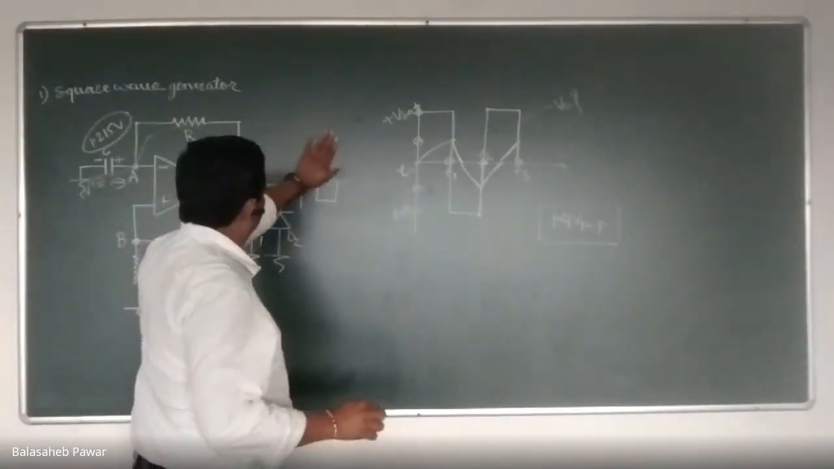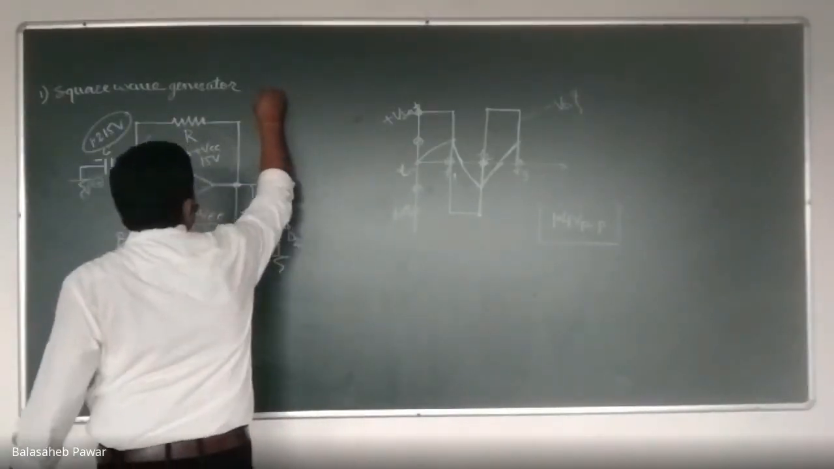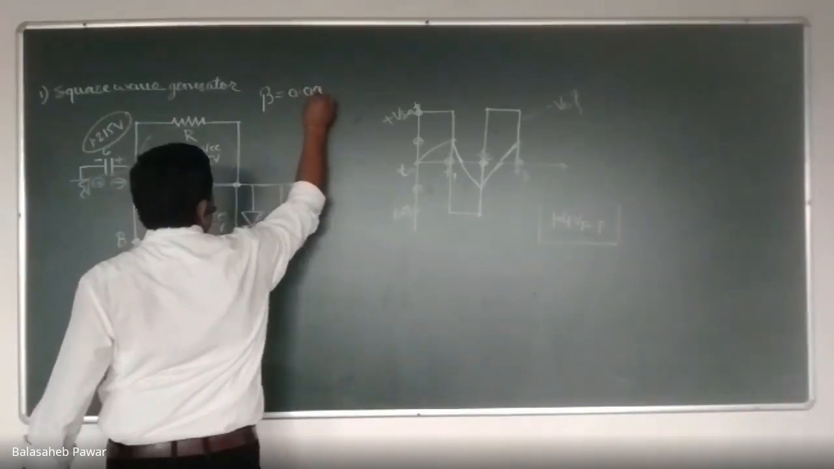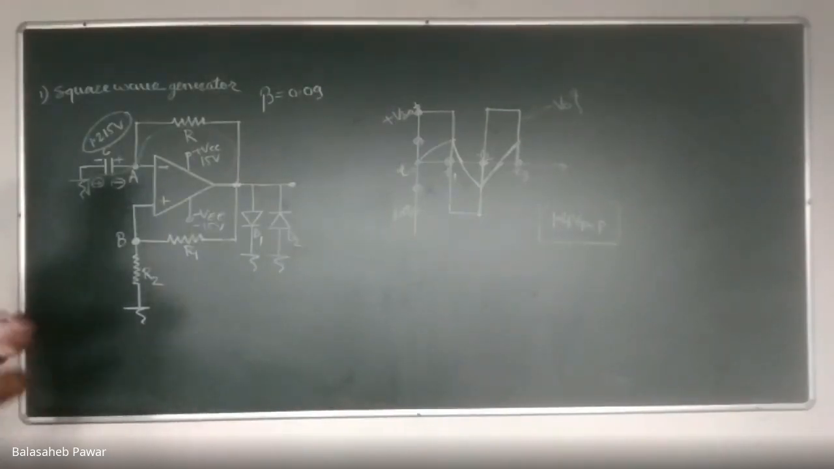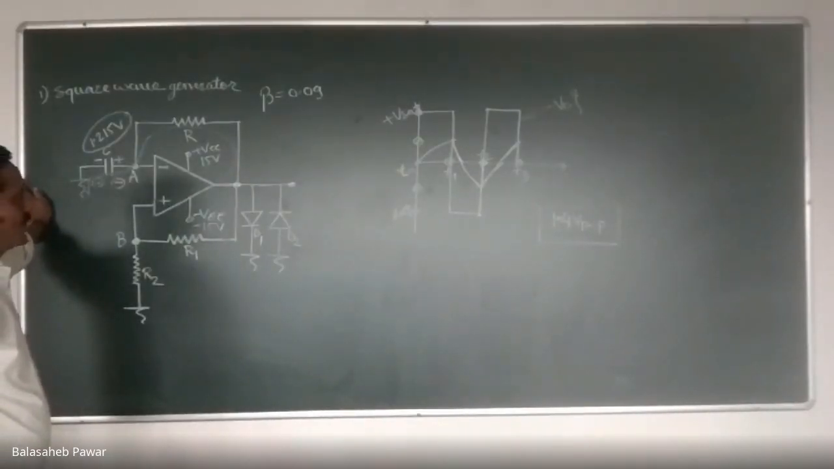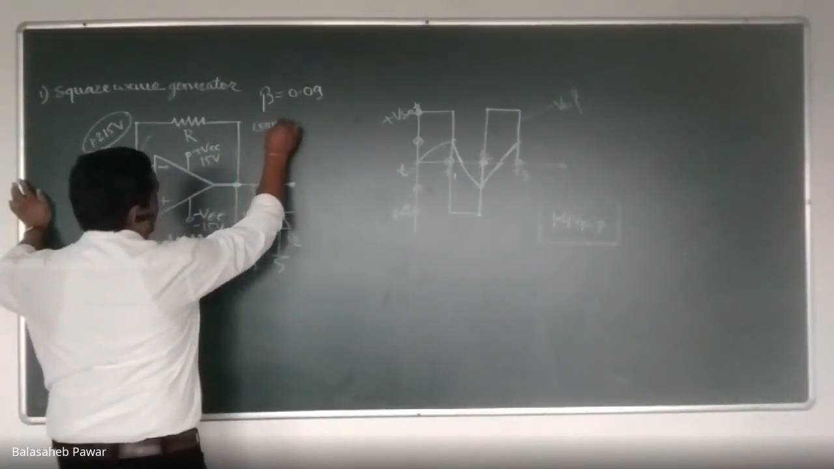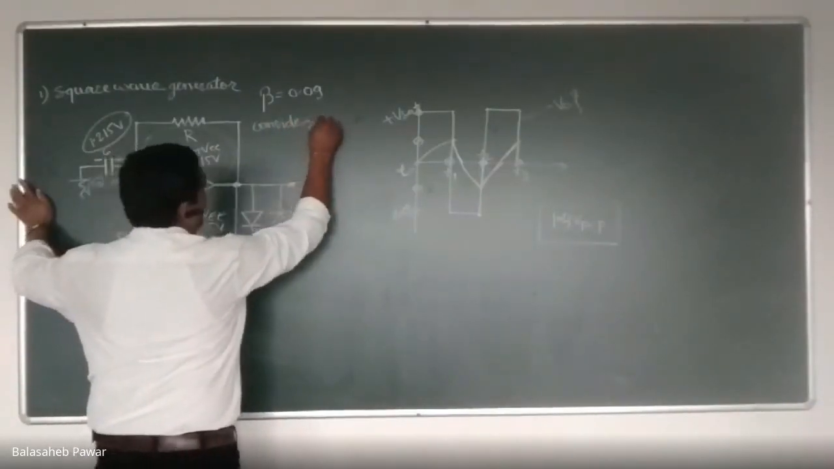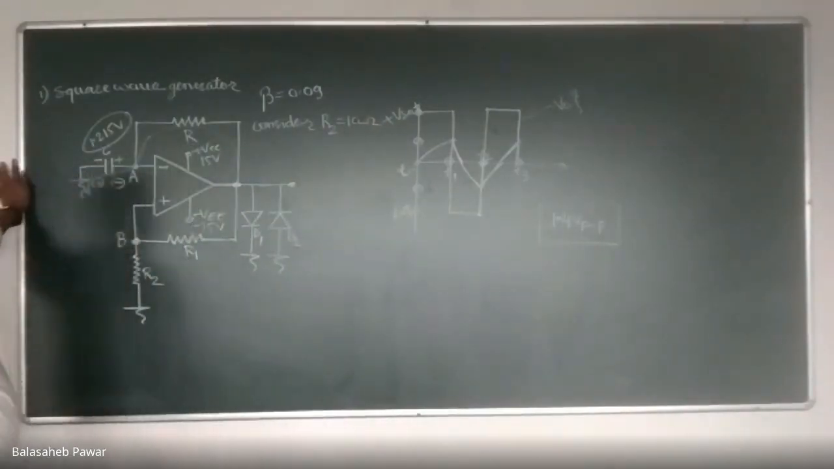Let the feedback factor, that is beta, equal 0.09. Consider R2 equals 10 ohm.